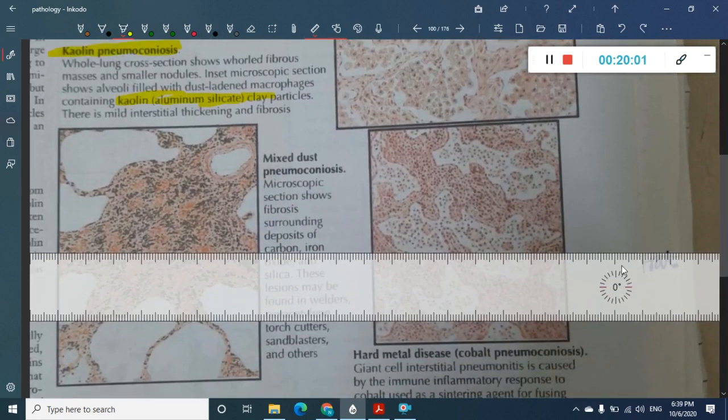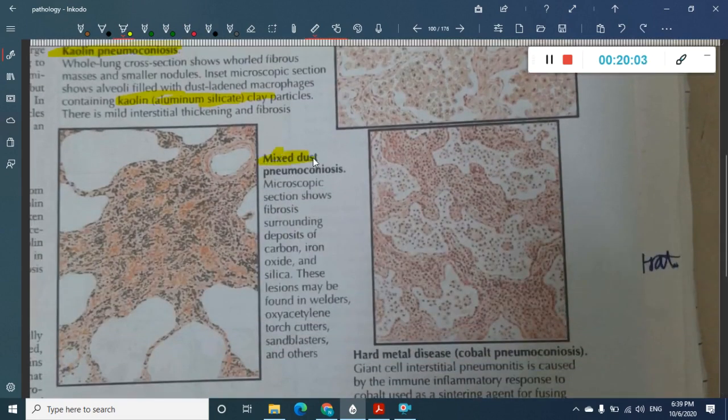Then we have one more thing which is called mixed dust pneumoconiosis. So what are you going to see in this mixed dust pneumoconiosis? Here you see lots of fibrosis. See, all this is fibrosis, and these black colored pigments. What are these black colored pigments? They are deposits of carbon, iron, or silica. It is most common in welders or oxyacetylene torch cutters.